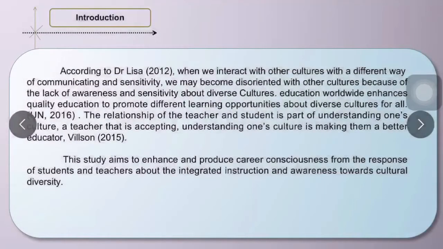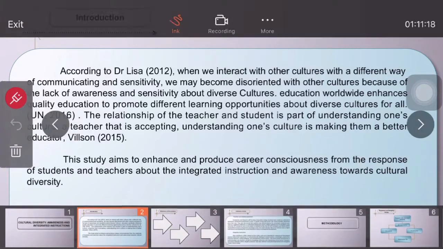Introduction. According to Dr. Lisa 2012, when we interact with other cultures with a different way of communicating and sensitivity, we may become disoriented with the other cultures because of the lack of awareness and sensitivity about diverse cultures. Education worldwide enhances quality education to promote different learning opportunities about diverse cultures for all. That is according to UN 2016.